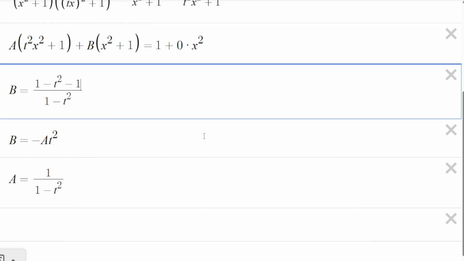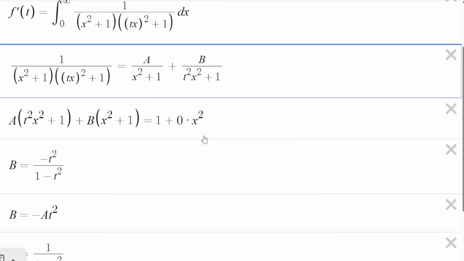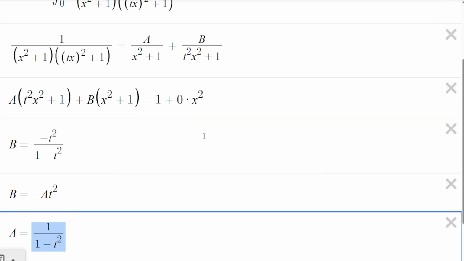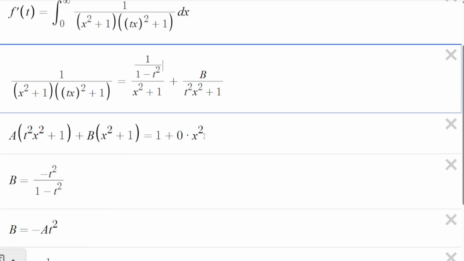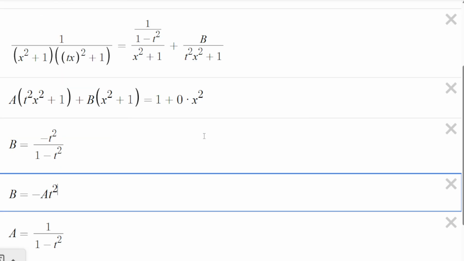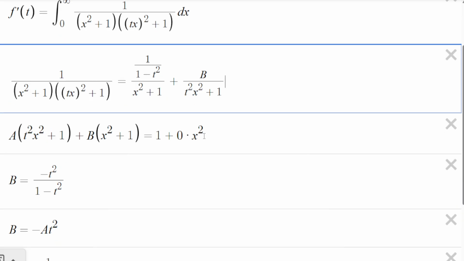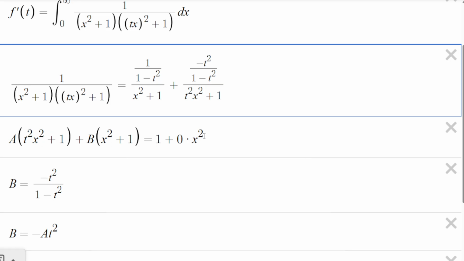Okay, and then 1 minus 1 is, of course, 0, so we just have a minus t squared over 1 minus t squared. And now let's replace our parts. We have our b and we have our a. So let's go back up to our original equality here, and let's paste our a value, which is 1 over 1 minus t squared, and then our b value, which is negative t squared over t squared minus 1.